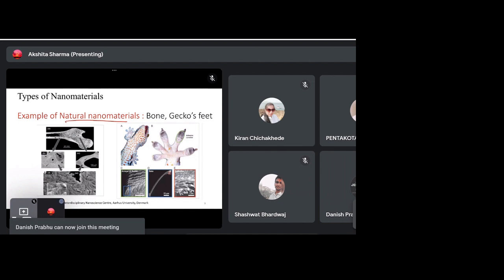Okay. So the first example is bone. Human bones have natural nanomaterial. You know, bones are very strong yet also brittle. It gives support to our body. But this is because of the natural nanomaterial which is present. The chemical formula for the bone is, first let me tell you the formula of bone. This is a bone, human bone.